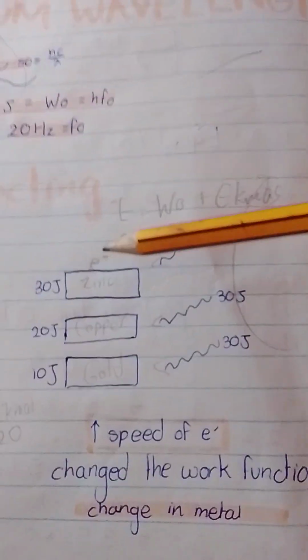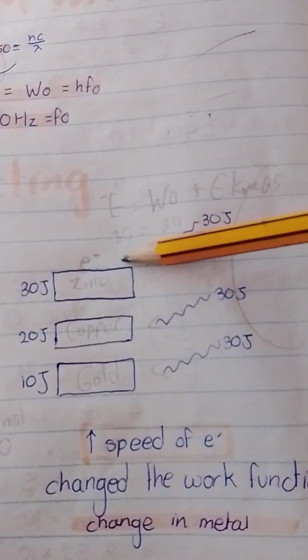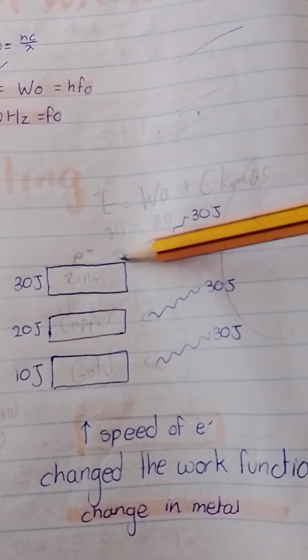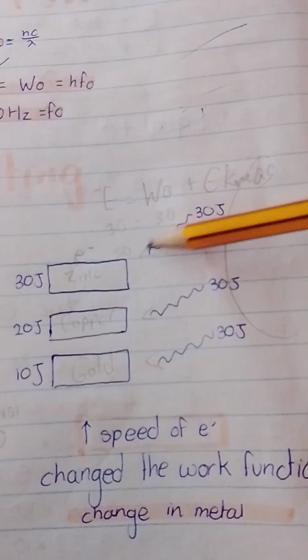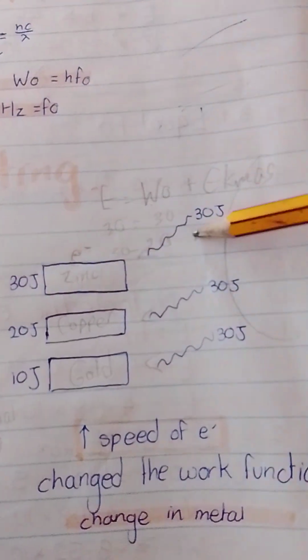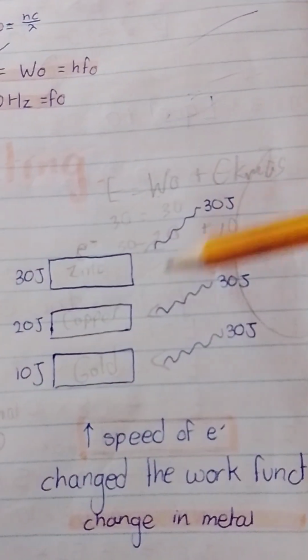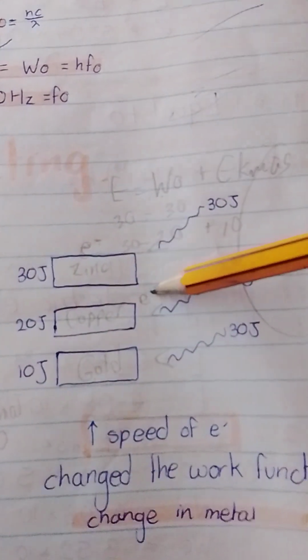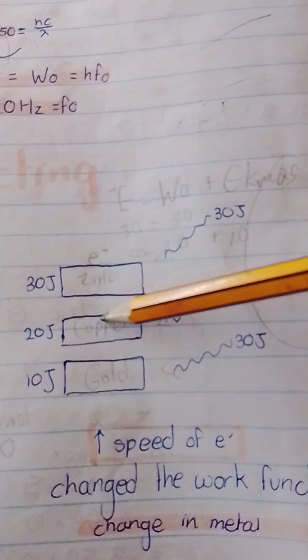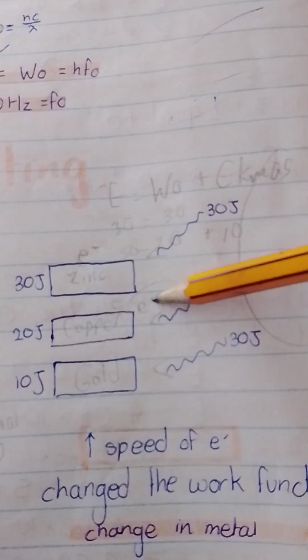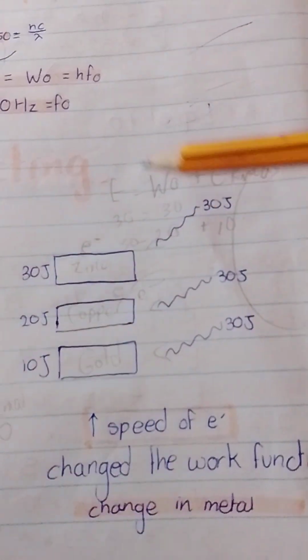Over here, the energy was 30, the work function was 20. So the EK max is 10. This one, the electrons will already have a greater speed. They've been emitted and ejected, and their EK max is 10.